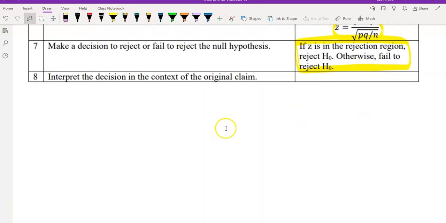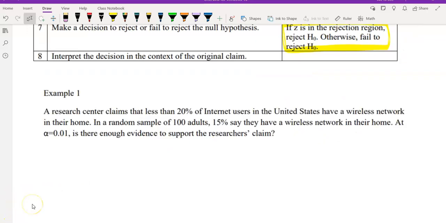Then let's look at one example. A research center claimed that less than 20% of internet users in the United States have a wireless network in their home. In a random sample of 100 adults, 15% say they have a wireless network in their home. At alpha 0.01, is there enough evidence to support the researcher's claim? Look at this question.